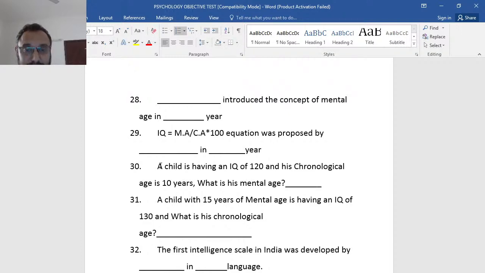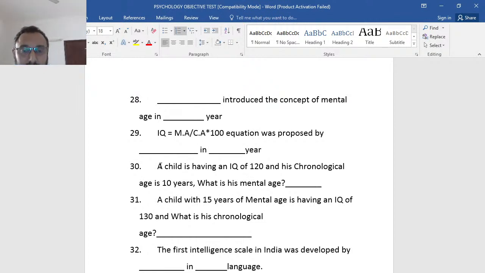You see here, a child with 15 years of mental age and IQ 130. 130 is equal to 15 by CA multiplied by 100. So 100 CA is equal to 15 into 130, 15 into 130 by... you can do this and you will get the answer here.